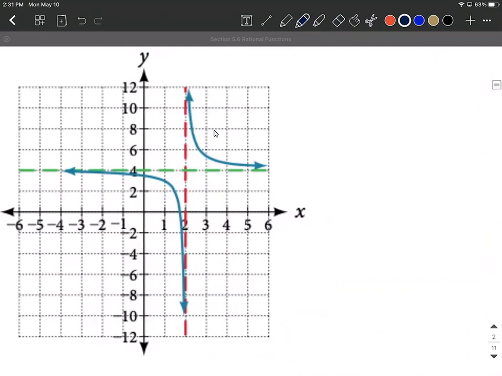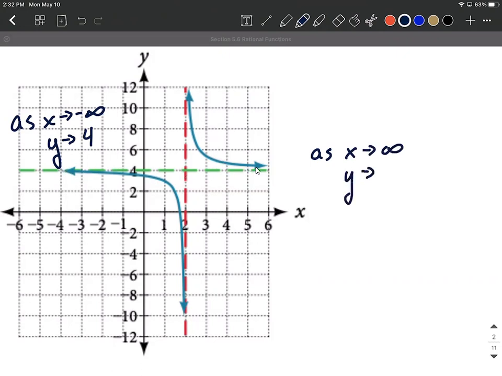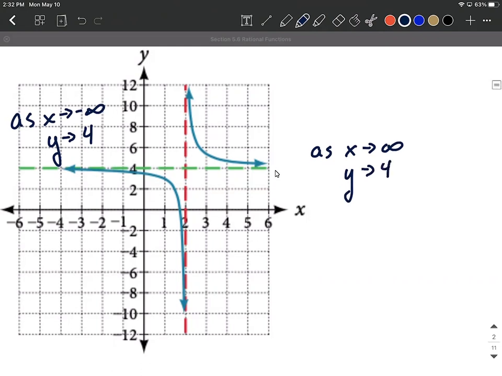So in this case, we can say as our x values go to negative infinity, as we go off to the left-hand side, it looks like our y values are getting closer to the horizontal green dashed line. So we can say our y values approach 4. We can also say as our x values go to positive infinity, as we go way off to the right-hand side, our y values, or f of x values, again are getting closer to that horizontal dashed green line at 4. Finally, our vertical asymptote, we can say we're approaching 2.